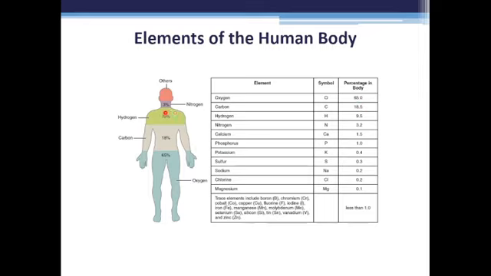Next, we have carbon, the second most abundant in our body, that has 18.5%, or 18% or 19%. And carbon is very important as it forms the backbone of all of the organic compounds. Every organic compound has carbon in it. And inorganic compounds are compounds without carbon in them.